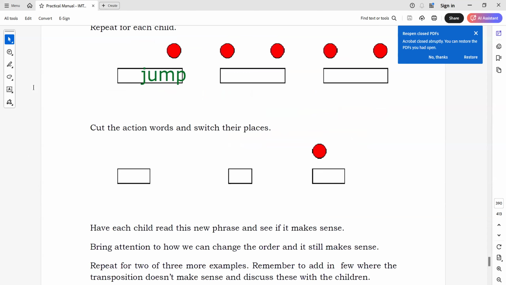What are my two actions? One is related to jump. One is related to run. I can have run and jump, or jump and run. I can interchange my actions. My "and" is going to be here only.